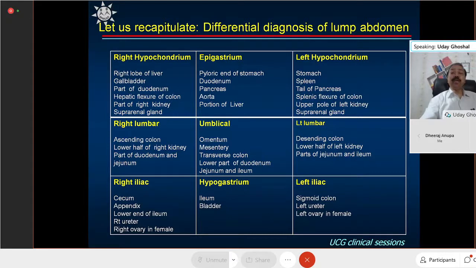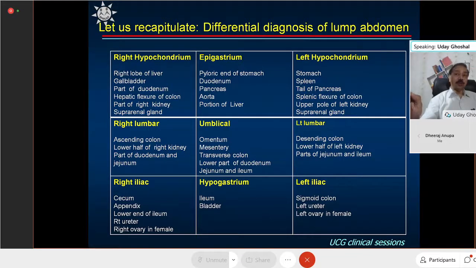Remember, tail of pancreas moves with respiration. This was elegantly shown by a paper from PGI Chandigarh. I think Dr. Deepak Bhasin is one of the authors. And obviously, tail of pancreas extends inside a ligament, which goes from the pancreas to the spleen. And that's why tail of pancreas moves with respiration.